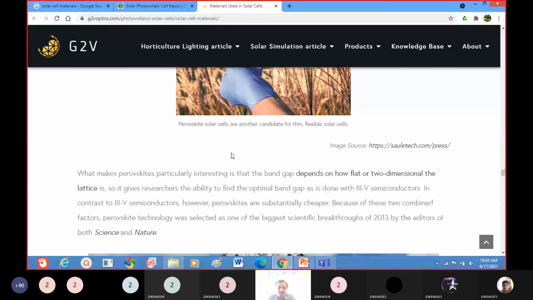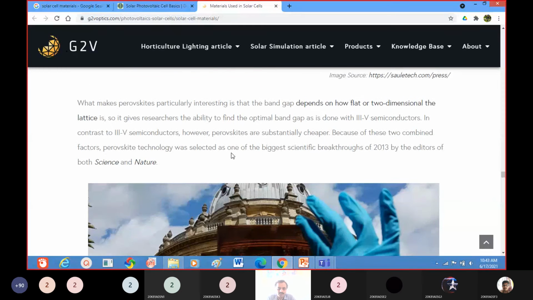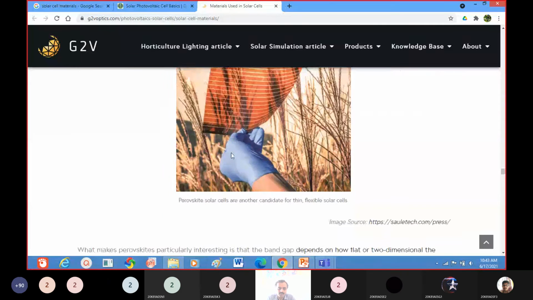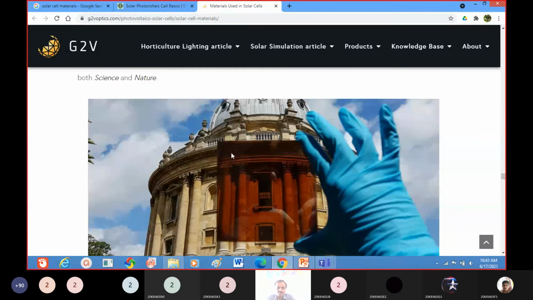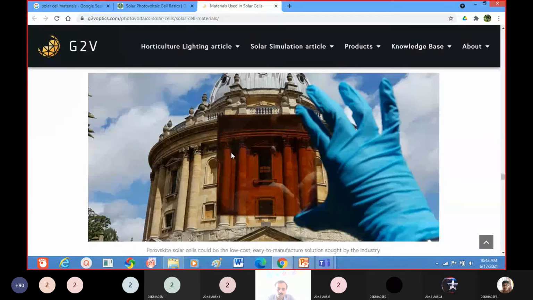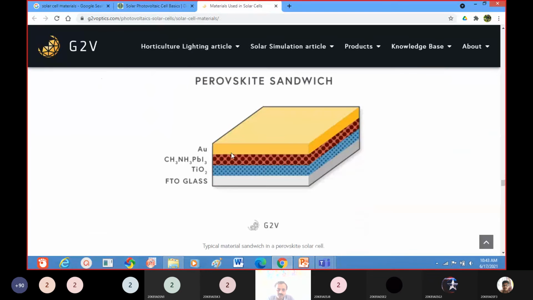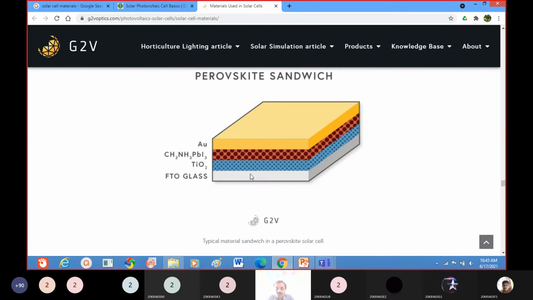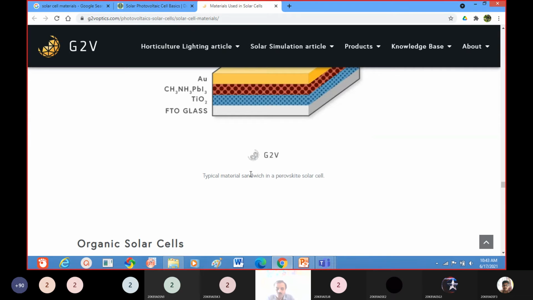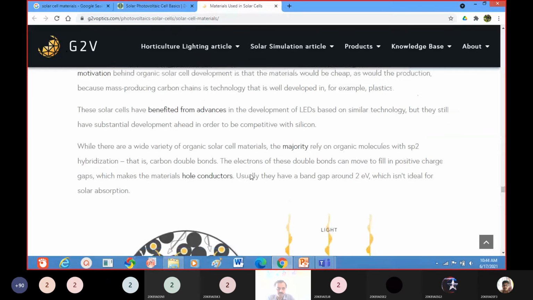Okay, these are also transparent solar cells. Perovskite solar cells are perovskite sandwiched solar cells. Here, different junctions will be formed. Because of those junctions, we can improve the output voltage.